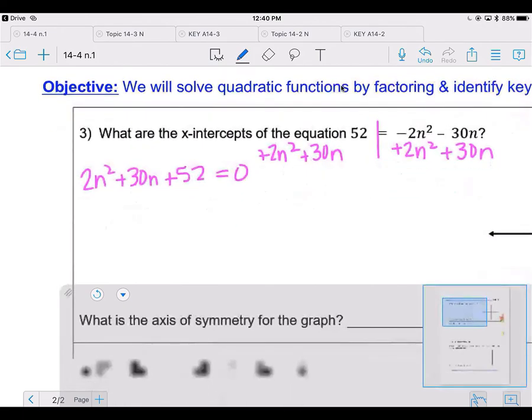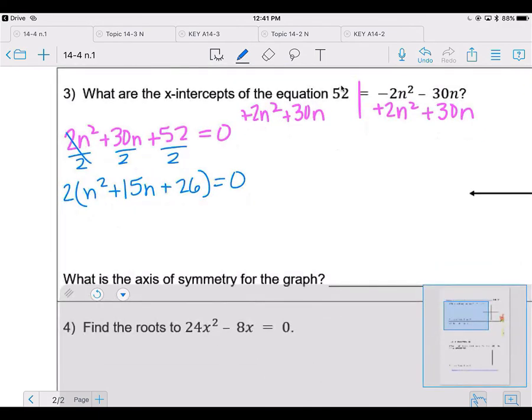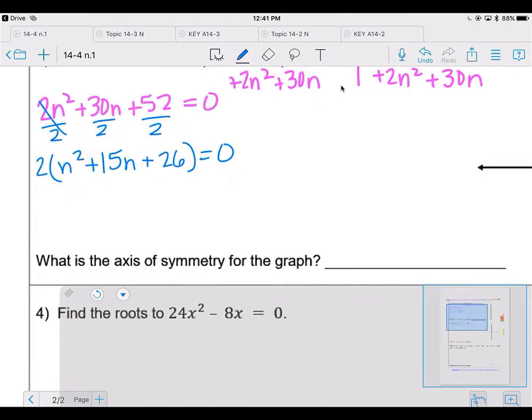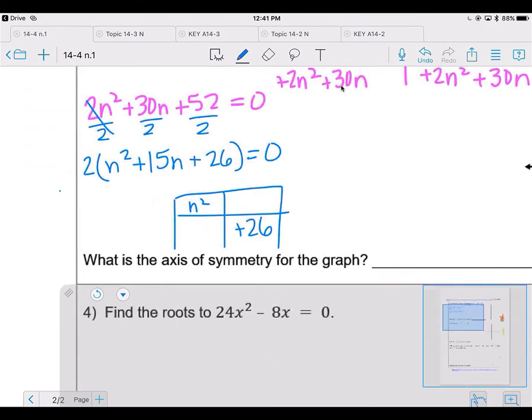Now that I have an equal 0, I'm ready to factor. These all share a 2, so I will factor out a 2. Remember, when you factor it out, you are dividing. Now that I have what's in parentheses, I will take that and plug it into my box. So n squared and 26. My product is 26n squared.